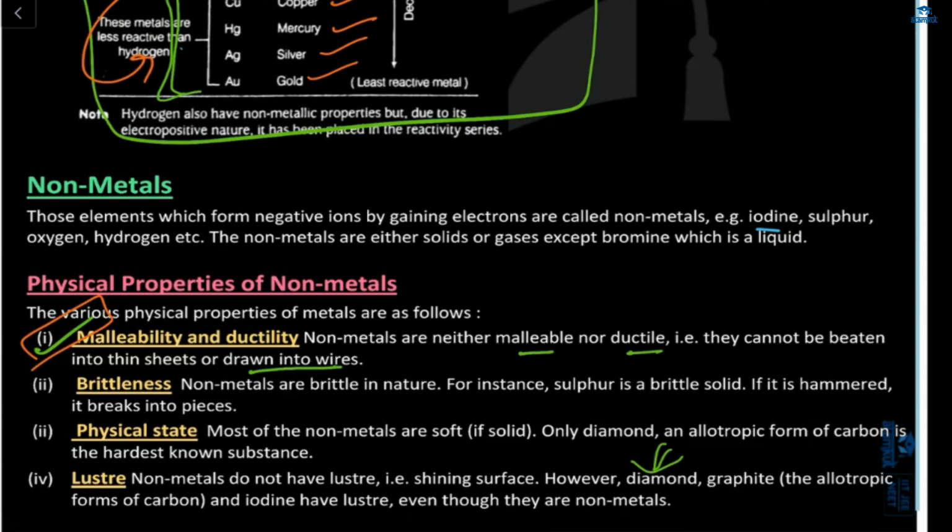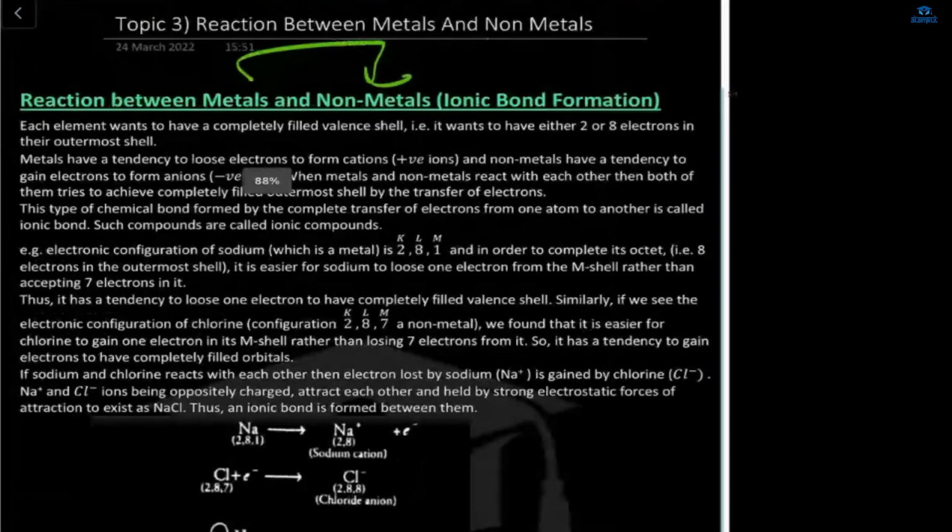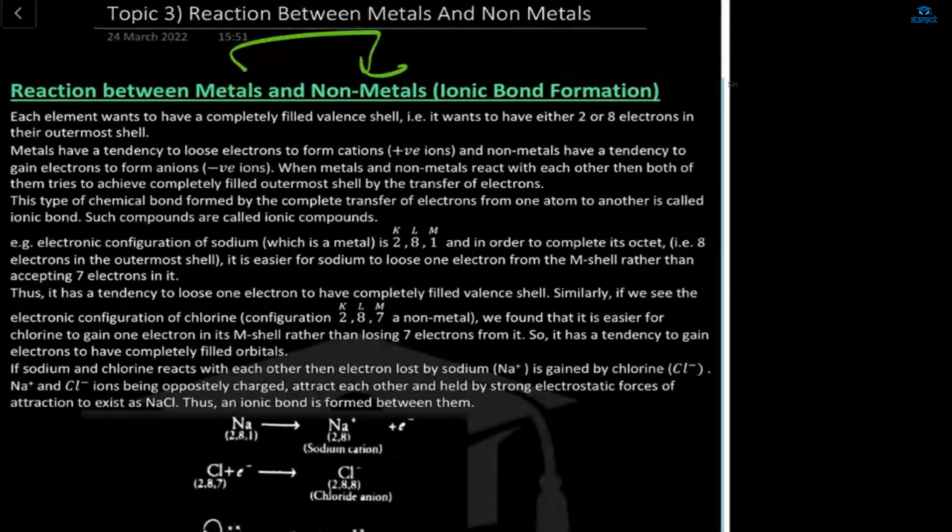In the periodic table, there are a total of 22 non-metals. Total how many non-metals? Total 22 non-metals. Next is the reaction between the metals and the non-metals.